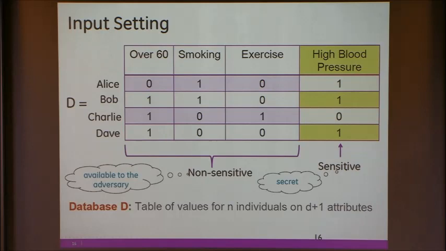And the last column, we'll assume to be sensitive information for the user. So that's not known to the adversary. That's what the adversary is trying to infer from the release. So for example, it's known that Alice smokes, but we don't know whether she has high blood pressure.